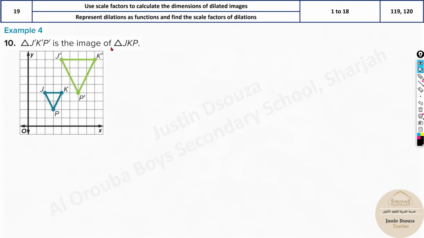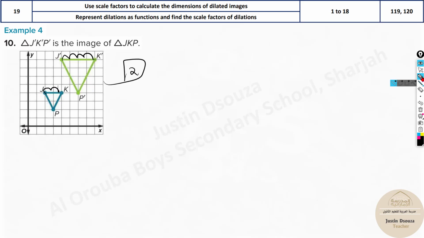What did they tell us? Okay, triangle. What we need to do is find the scale factor. Here they have given this image. They have told us this is the dilated image of the original image JKP. So what is the scale factor? How do we find it? If you look over here, you can easily find one of the distances. JK is 1, 2. Here it is 1, 2, 3, 4. The scale factor is 2.